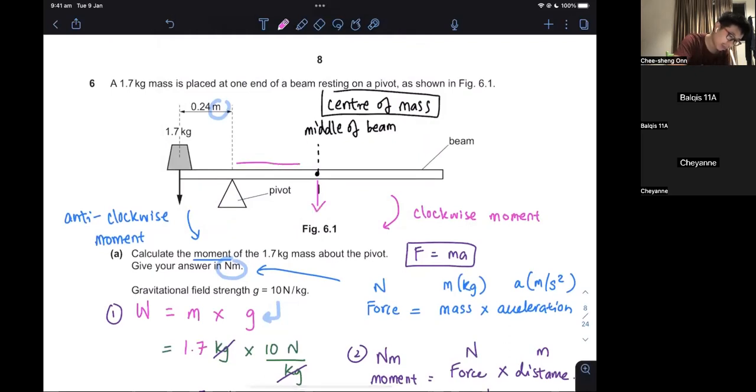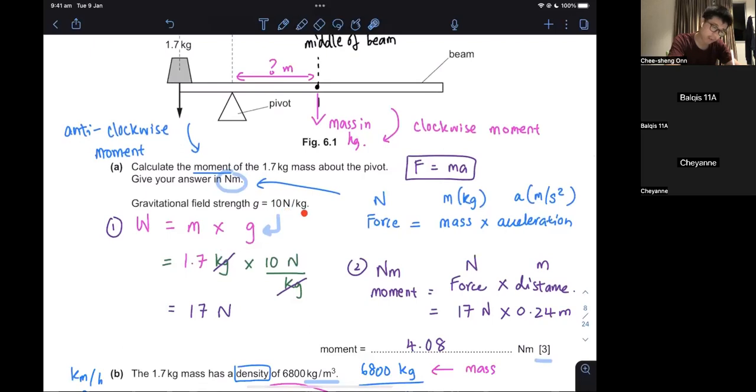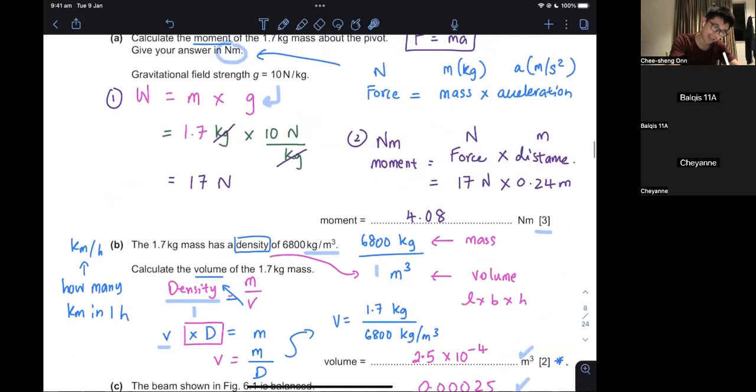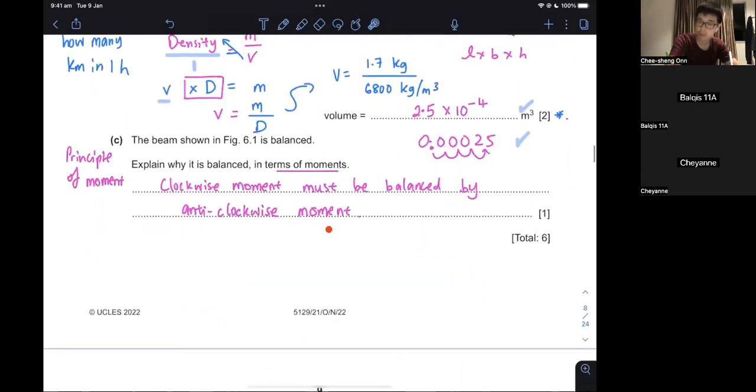The thing is, we need this distance. What is this distance there? And we need the mass in kilograms of this beam. So this kilogram multiplied by 10 Newton per kilogram will give us the weight, multiplied by the distance from the pivot will give us the clockwise moment, equal to the anti-clockwise moment, which we just calculated. That is what is meant by clockwise moment must be balanced by equal and opposite anti-clockwise moment there.